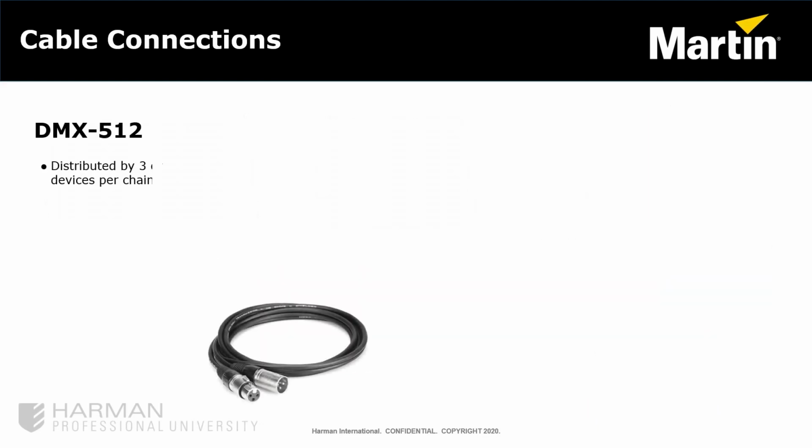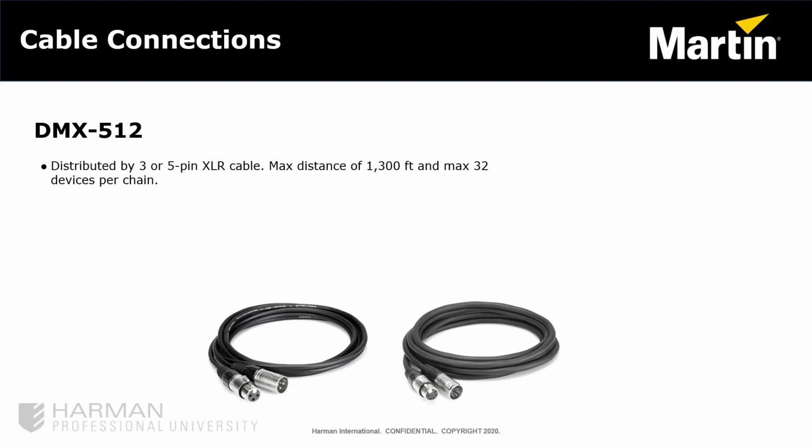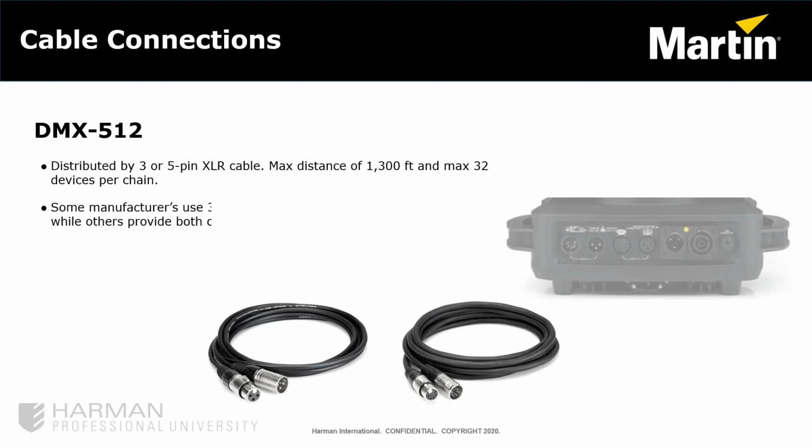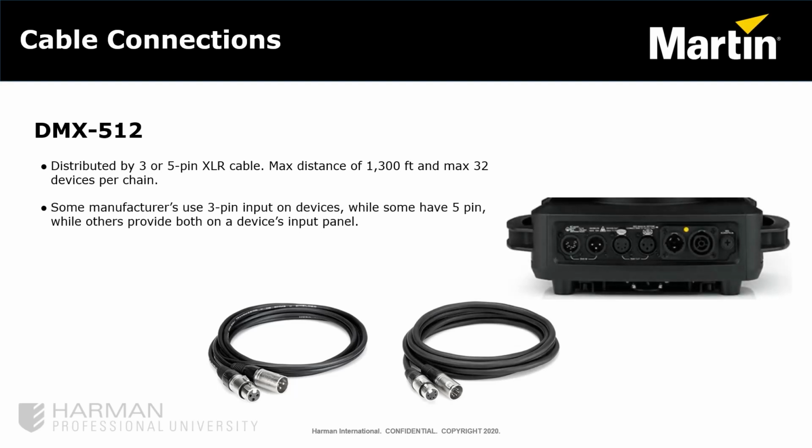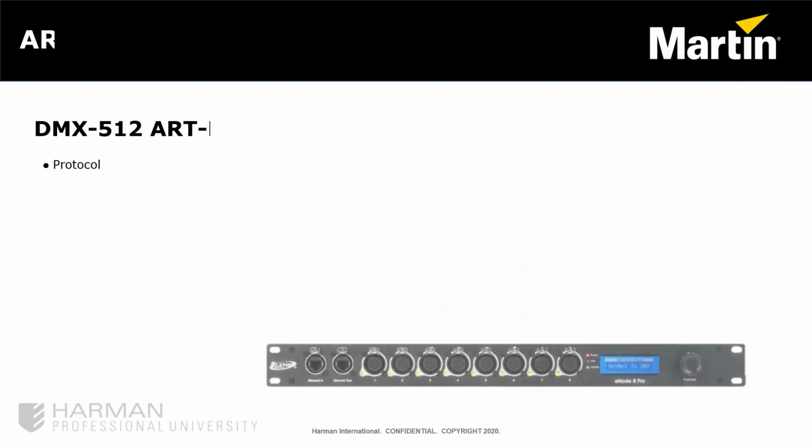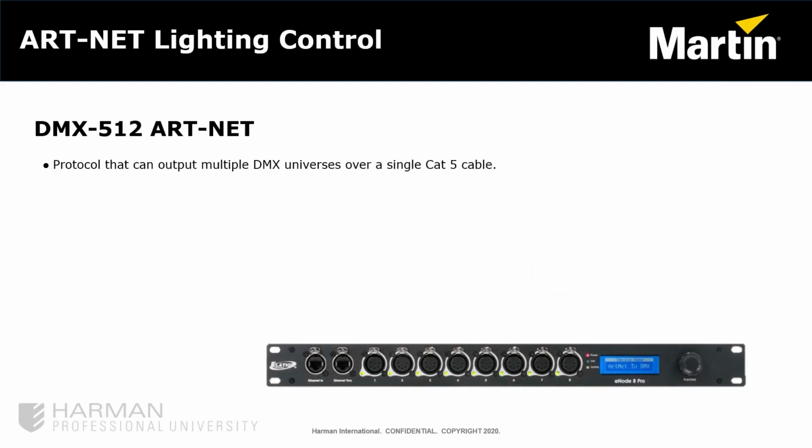DMX 512 can be distributed by both a 3-pin or a 5-pin XLR cable. Since it only uses 3 of the pins, many devices have both 3 and 5-pin inputs and outputs in case you need to turn around the cables. 5-pin is the industry standard, and the only one listed inside the standard document provided by the Entertainment Services and Technology Association, or ESTA. ArtNet is a protocol developed by Artistic License, an actual manufacturer of lighting control boxes.